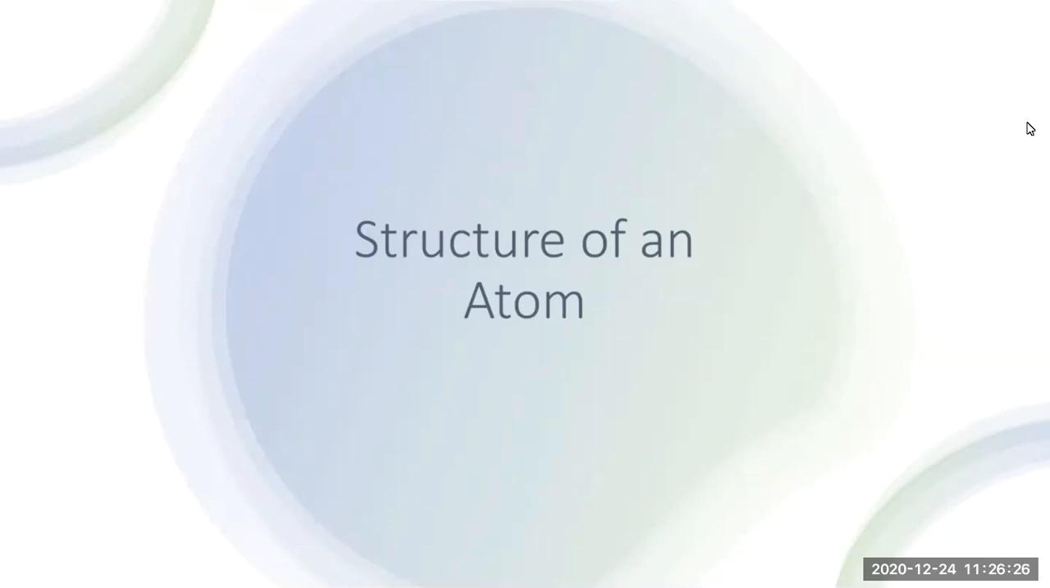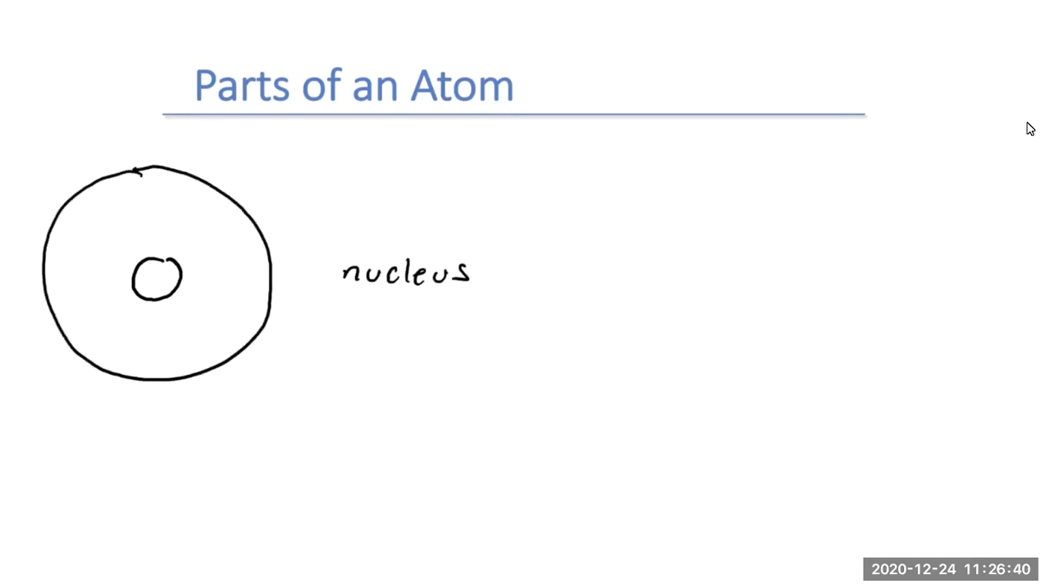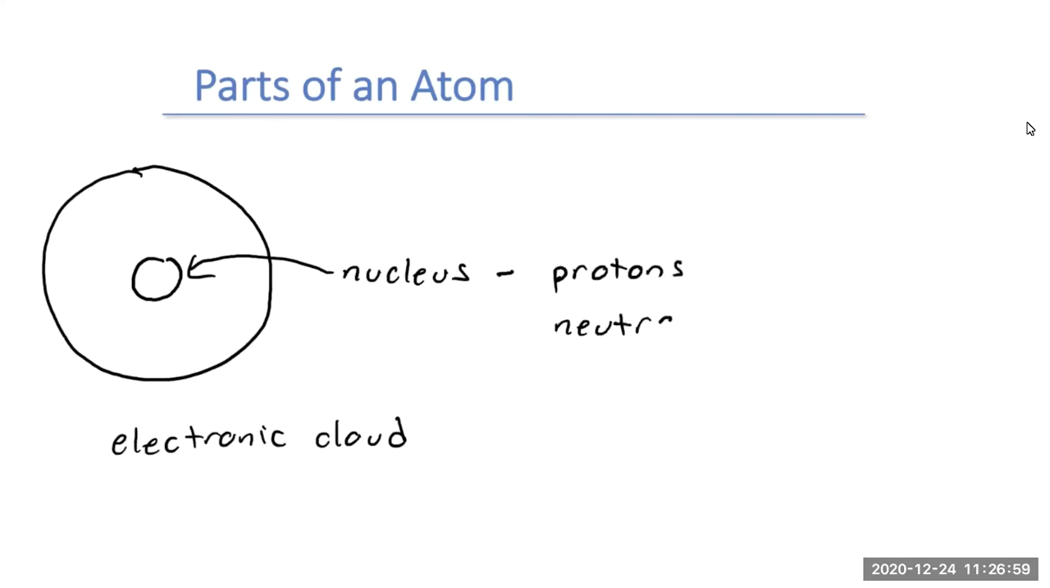In this video, we'll examine the basic structure of an atom. When we look at our atom, it has two main parts. First, we have our central nucleus, and then you have an outer electronic cloud. Now, with the nucleus, that's where we're going to find the protons and the neutrons. In the electronic cloud, that's where we find our electrons.